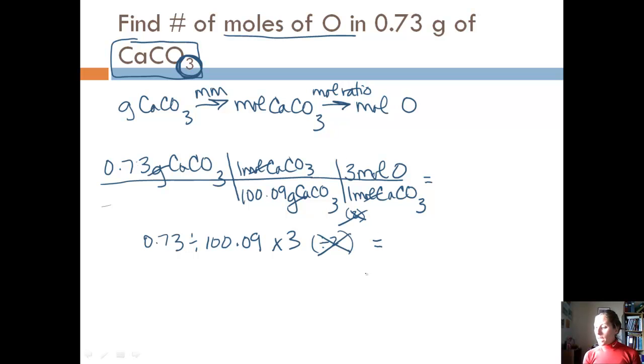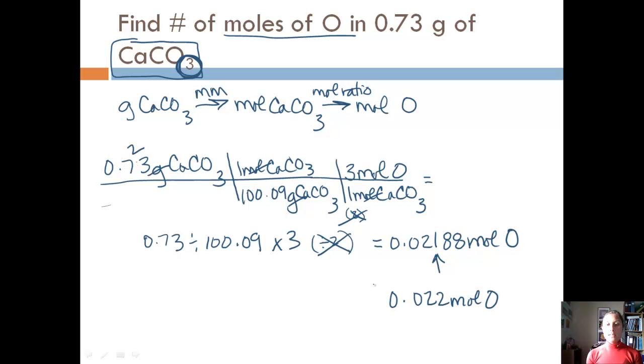Okay, if I do that math, I get 0.02188 moles of oxygen. I have 2 significant figures in the information I started with, so I want 2 in my answer. So 0.022 moles of oxygen in 0.73 grams of calcium carbonate. Okay, so we will go over more of this in class.